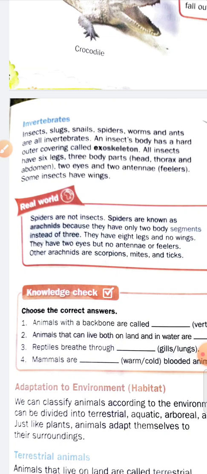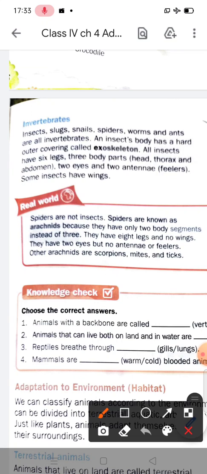And the insect's body has a hard outer covering that is called exoskeleton. You can underline this point. An insect body has a hard outer covering called exoskeleton. All insects have 6 legs. Listen carefully student, how many legs do they have? 6 legs. All insects have 6 legs and 3 body parts: head, thorax and abdomen. These are the 3 body parts.